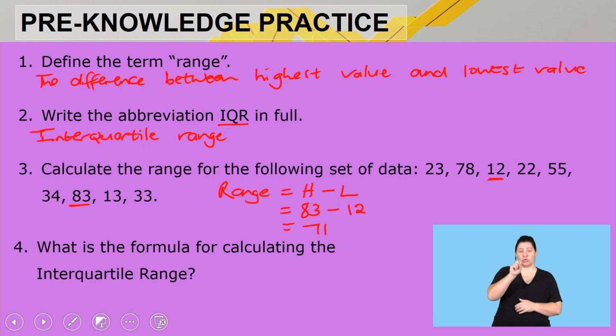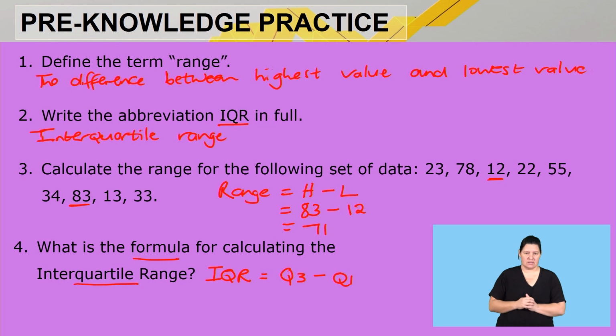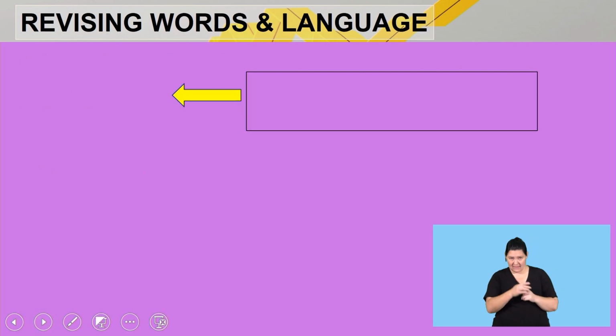Let's see our next question. At question number 4, we are asking: what is the formula for calculating the interquartile range? Remember, we indicated the abbreviation is IQR, interquartile range. In order to calculate the interquartile range, we take quartile 3 minus quartile 1. So interquartile range equals quartile 3 minus quartile 1. I hope that is clear to all of you.